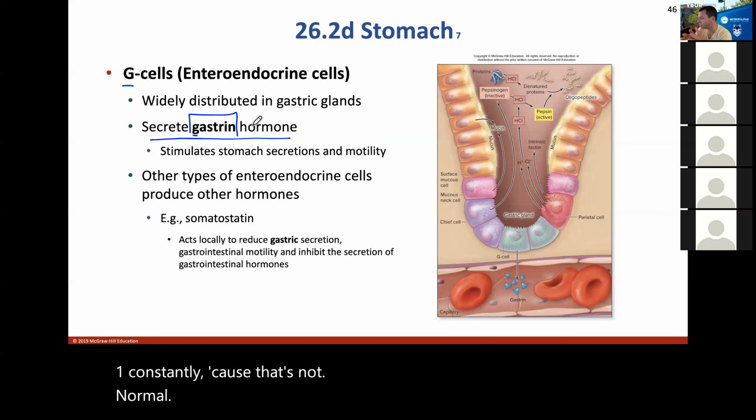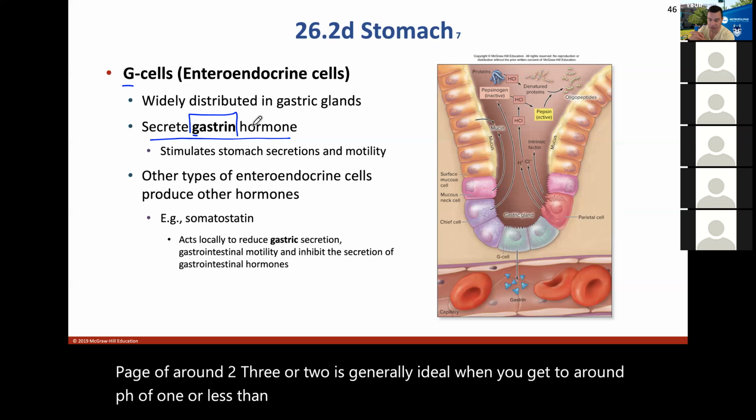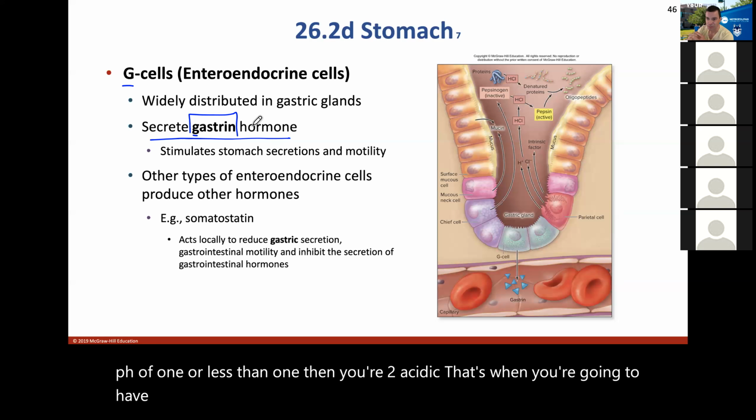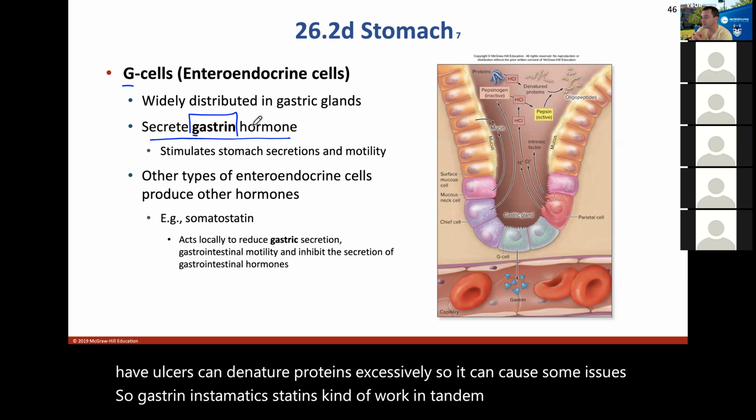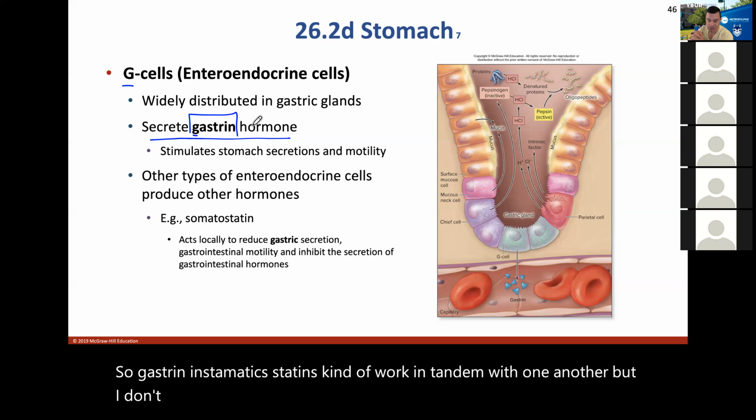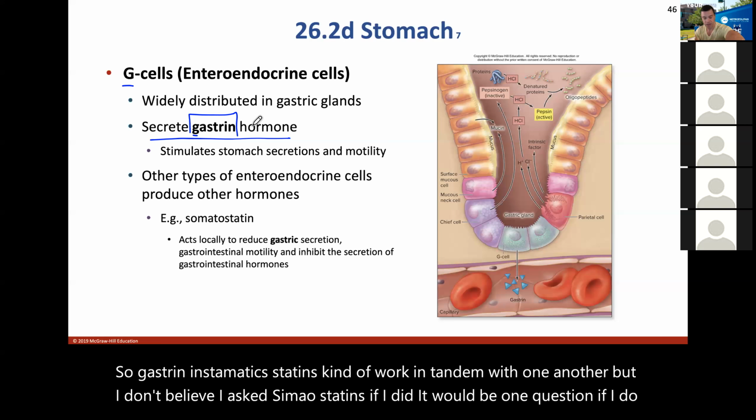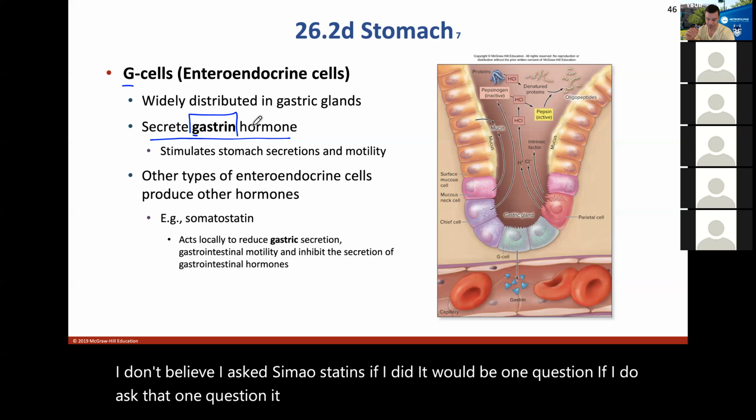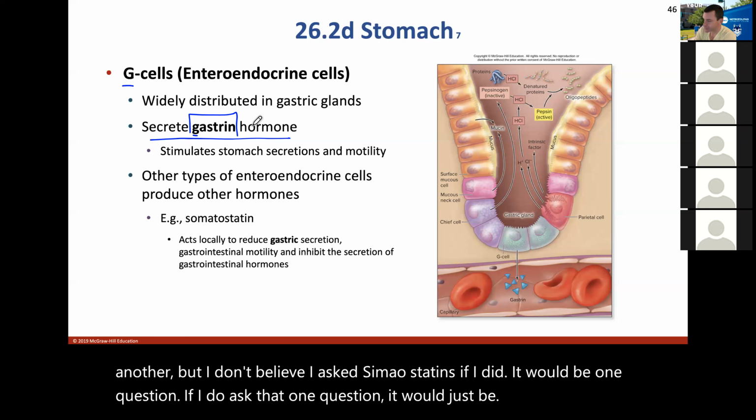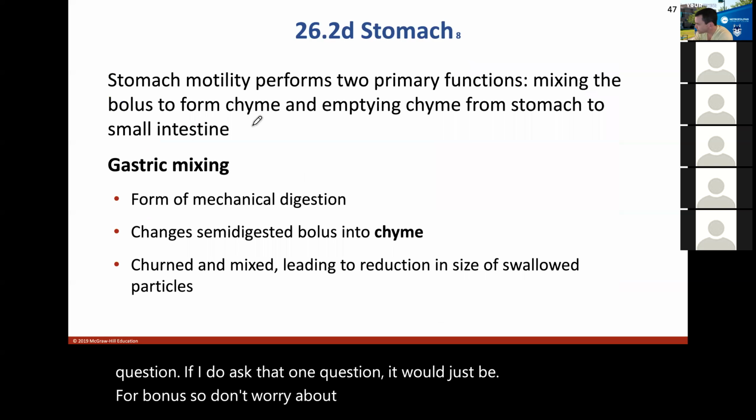A pH of around 2 or 3 is generally ideal. When you get to around a pH of 1 or less than 1, then you're too acidic. That's when you're going to have ulcers. It can denature proteins excessively, so it can cause some issues. So gastrin and somatostatins kind of work in tandem with one another, but I don't believe I asked about somatostatins. If I did, it would be one question. If I do ask that one question, it would just be for bonus. So don't worry about it.